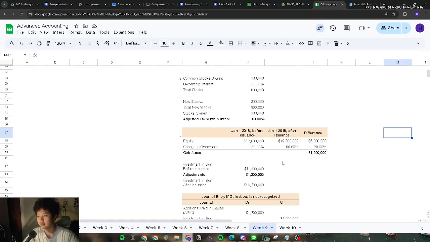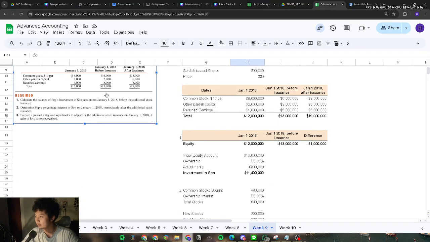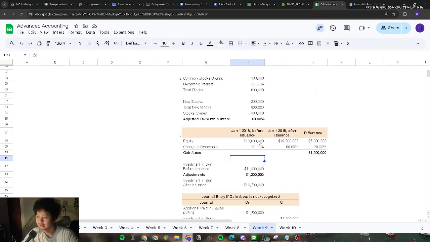Okay, so again, imagine the pool of stocks. It increases. So now the stocks that you own become less valuable. In this case, you no longer own 80%. You instead only own 60%. And so what does this tell us? This means that the ownership decreases from 80 to 60, a decrease of 20%. At the same time, if you look at the question, the amount of total equity of the company increases from 13 to 19. So yeah, there's an increase of 6,000.